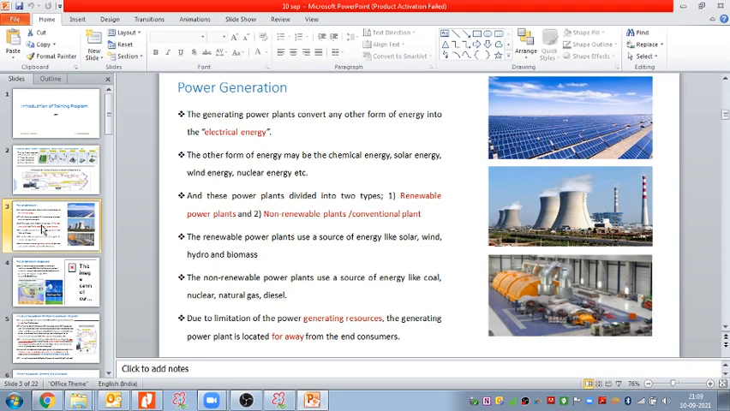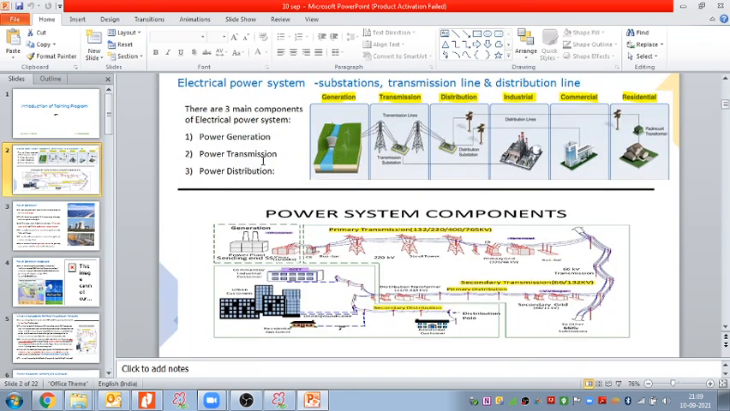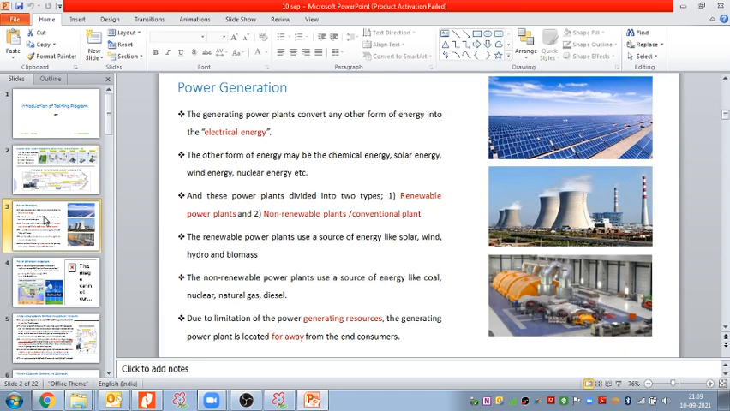Okay, so after this power generation, we are doing the transmission and the distribution. So let us discuss the approach, the various methods for power generation.